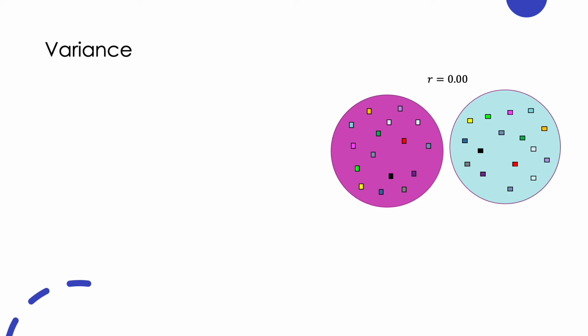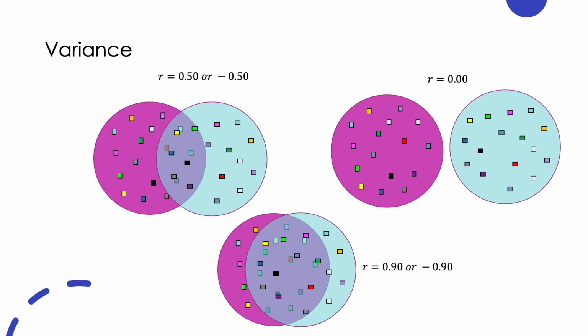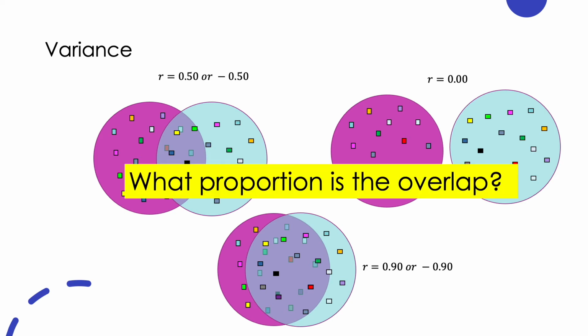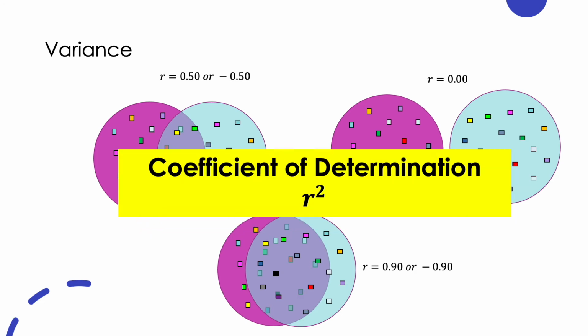So my Pearson correlation would be 0. But perhaps that relationship is 0.50. And that would mean that there are places where the variance between these two groups overlaps. Perhaps there's a really strong correlation between these variables and a lot of overlap in the variance. So it would be really valuable to be able to quantify the proportion of that overlap. We do that with the coefficient of determination. And all that is r squared.